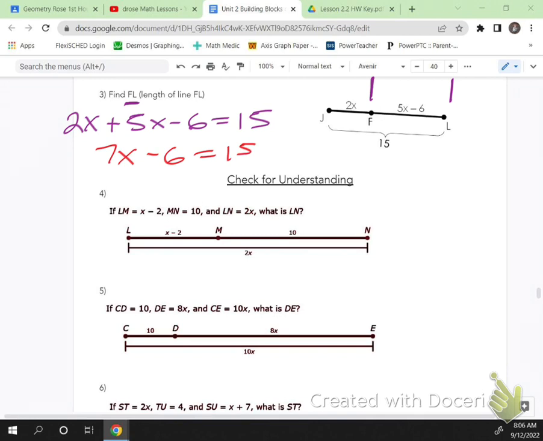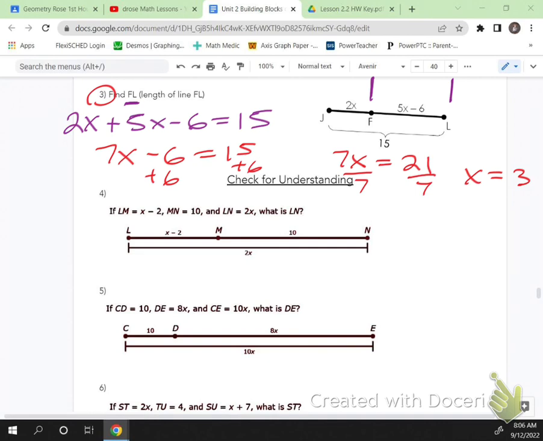Combine like terms first. This is why Unit 1 Algebra Review was so important. We're going to be using some algebra. Now I'm going to add 6 to both sides. 7x equals 21. We're going to divide both sides by 7. We get x equals 3. Is that what the question asked me, just to find x? What do we do next, Logan?